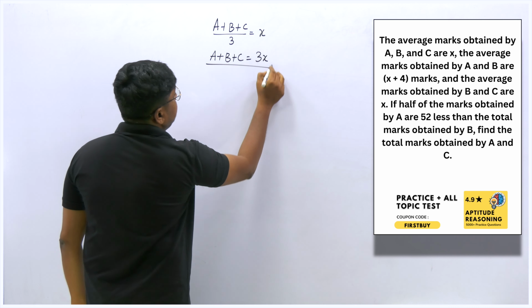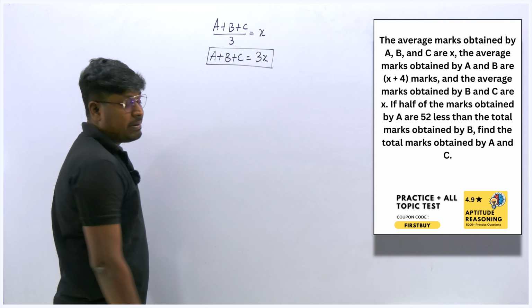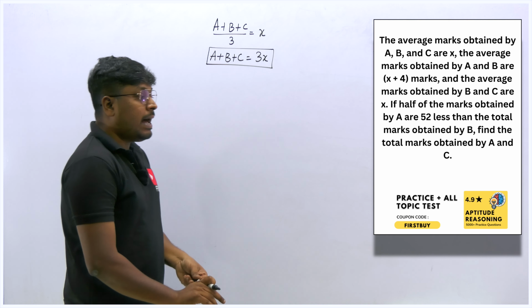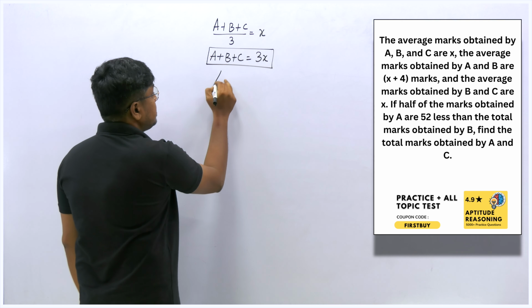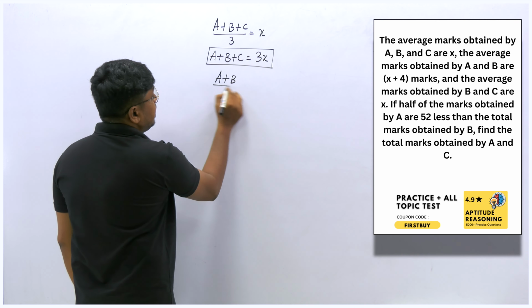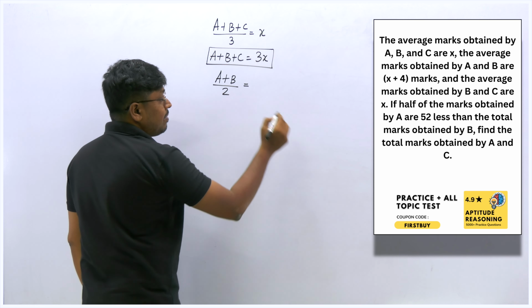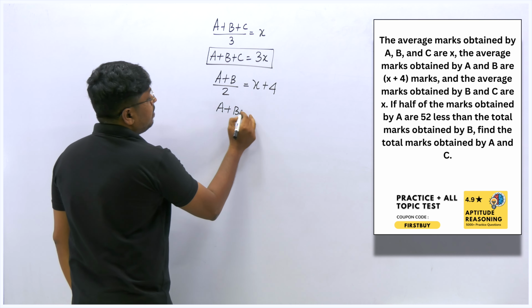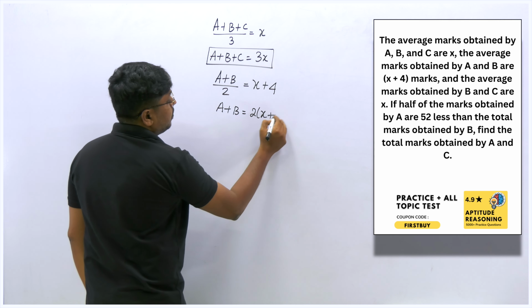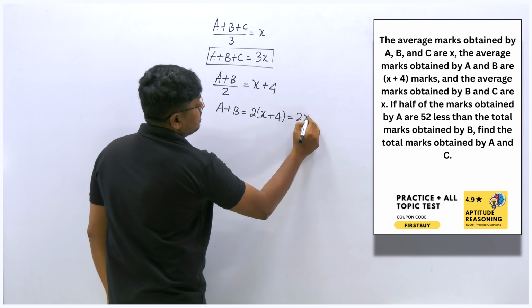So 3X will be the sum of the marks of all the 3 persons. Second point, the average mark obtained by A and B. Okay, so the average mark of 2 persons A and B is equal to X plus 4. So the resultant will be A plus B is equal to 2 into X plus 4. That means 2X plus 8.